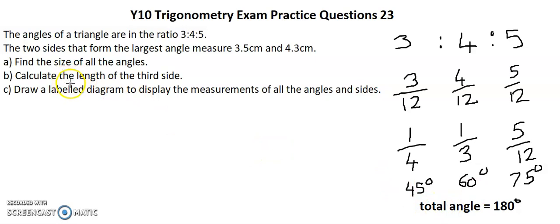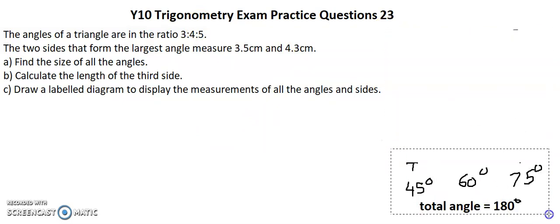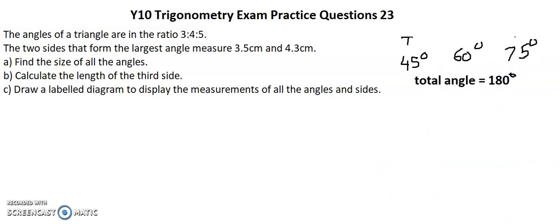Now it says, B, calculate the length of the third side. So to do that, I'm just going to draw a picture. So I'll make some space over here, and I'll put my angles up the top. First, I'm just going to draw my 2 sides that I know. One thing I do know already is that the 2 sides that form the largest angle, so my largest angle will be here, which is 75 degrees.